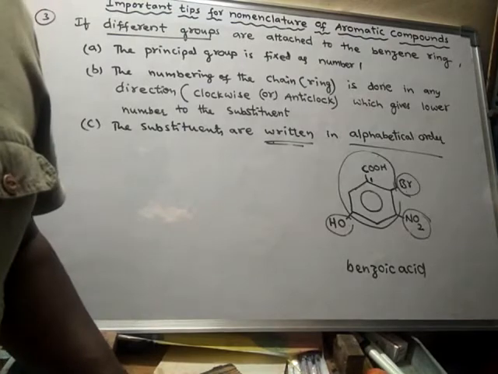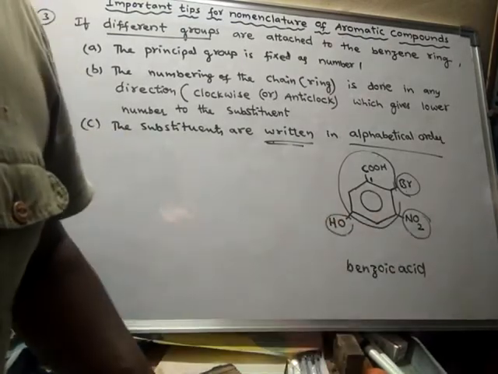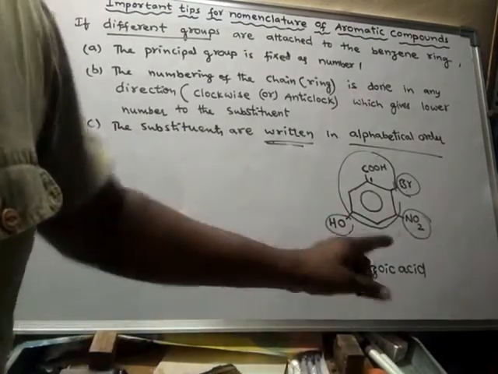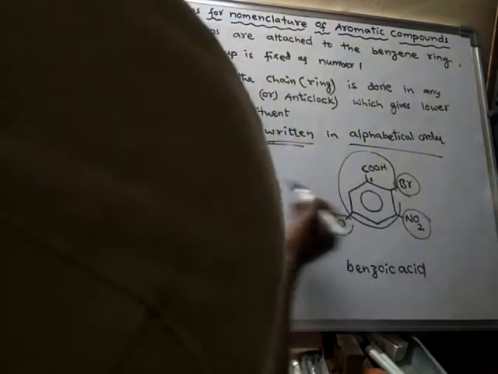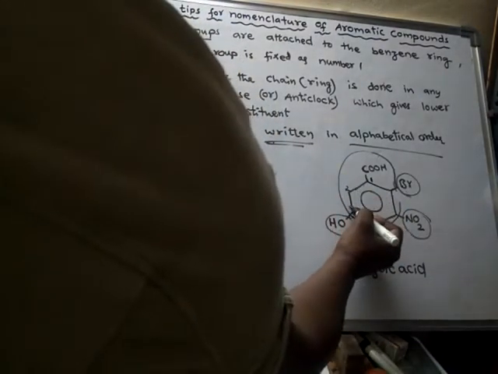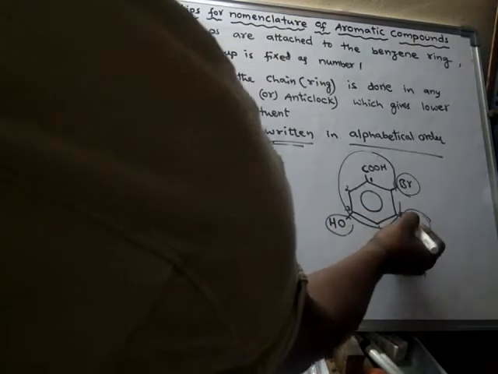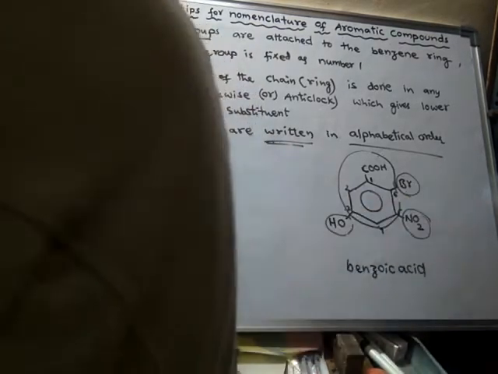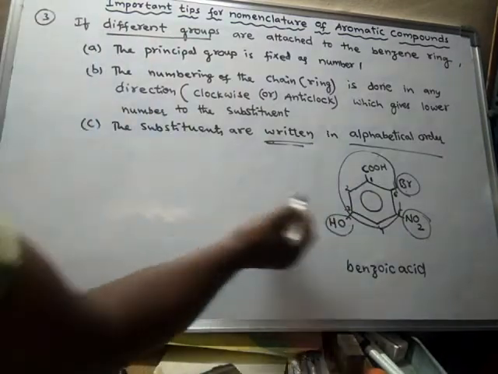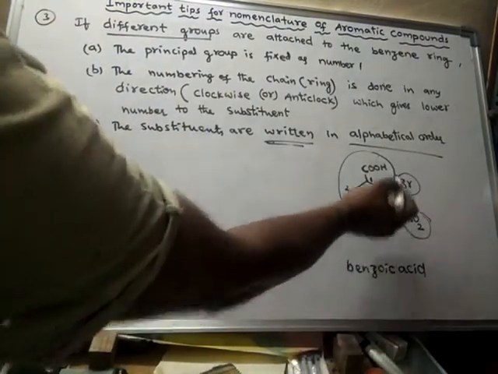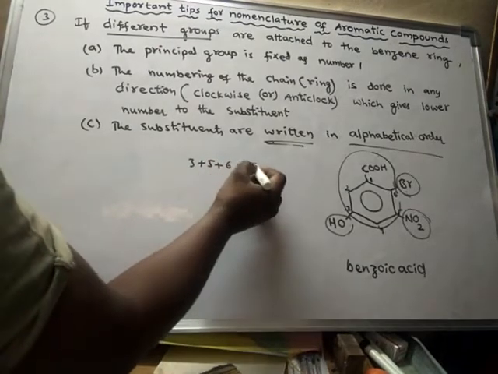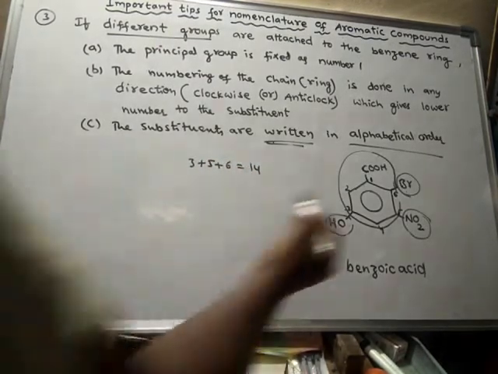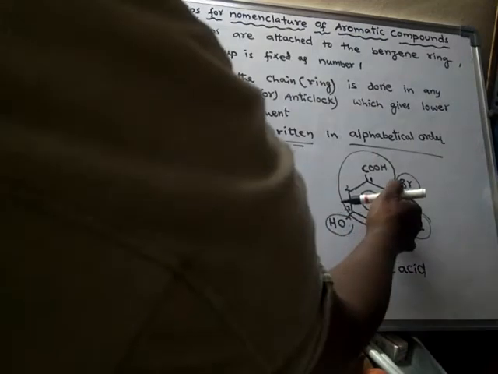These three substituents will have almost similar value. Hence, the numbering should be given in such a way that the sum of the locants should be least. If you give numbering in this direction, in an anti-clockwise direction, this will get 2, this will get 3, this will get 4, this will get 5, and this will get 6. So now the sum of the locants will be on third carbon, fifth carbon, and sixth carbon. 3 plus 5 plus 6, how much will it be? 14.